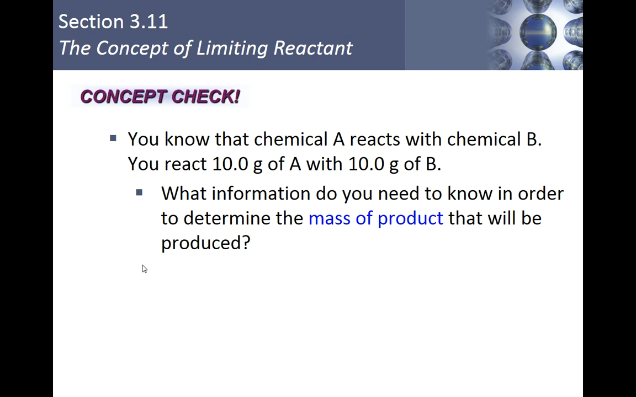It says you know that chemical A reacts with chemical B. You react 10 grams of A with 10 grams of B. What information do you need to know in order to determine the mass of product that will be produced? All right, so go ahead and take a second to think about this systematically.